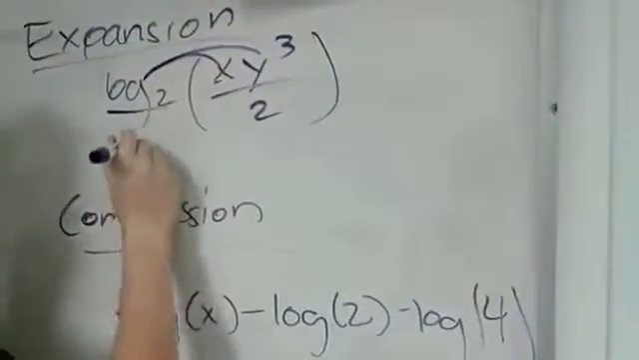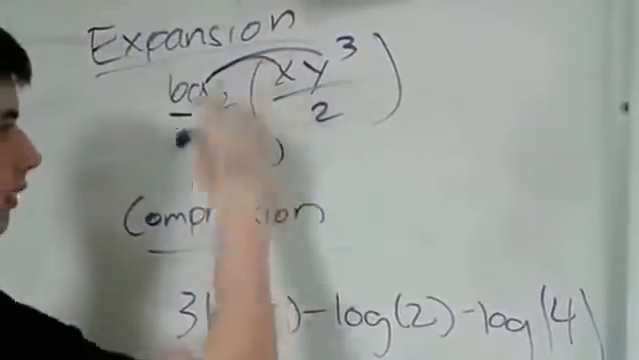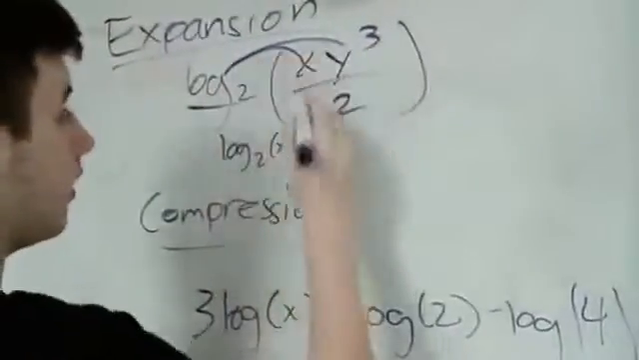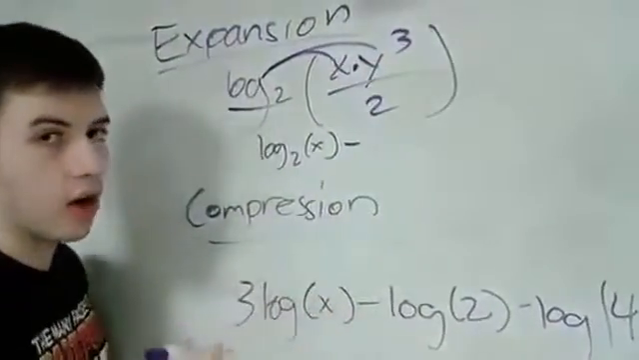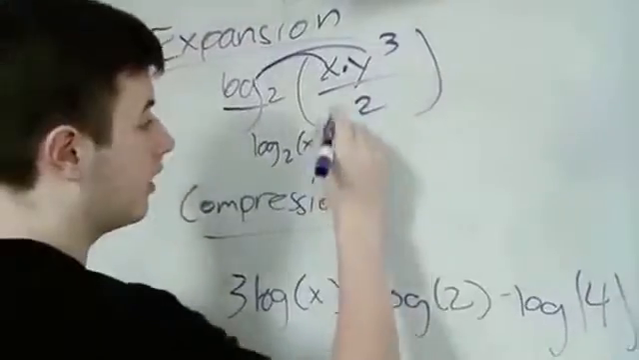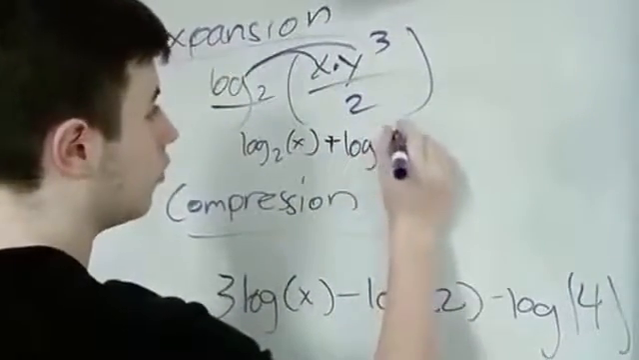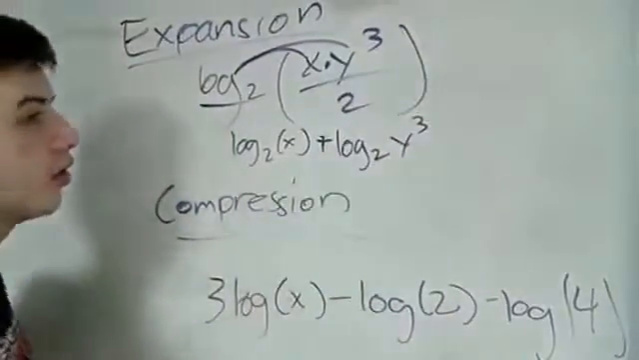Log 2 will become log 2x. Because this is being multiplied by x, it would just simply be log 2x. And then the same thing with the y, and since these are being multiplied in the numerator, we would add them in the expansion. So that would become log base 2 y3. Now we have this 2 to deal with.